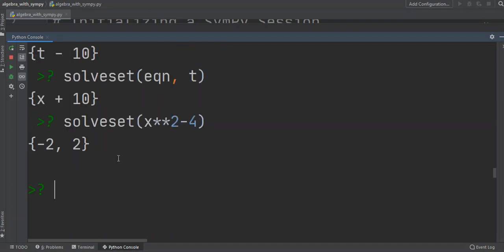And it'll do it: -2, 2. Both solutions here. As you can see, -2 squared is 4. 4 minus 4 is 0. 2 squared is also, of course, 4. And 4 minus 4 is 0. Those are both solutions to this equation. And that's really the theory behind it.